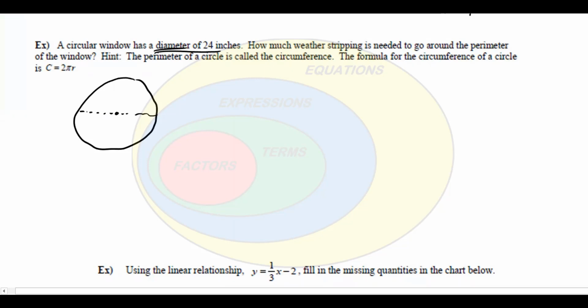So I know the diameter, and I might call that D, equals 24 inches. And in the formula, I'm trying to find the circumference. So I've got the circumference equals 2 pi r. So in the formula, I need the r, which is the radius.